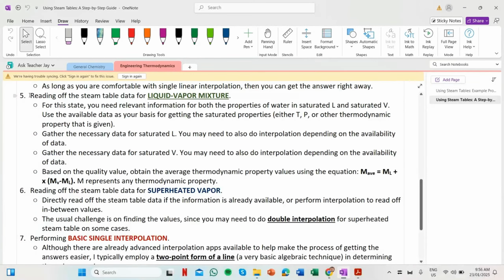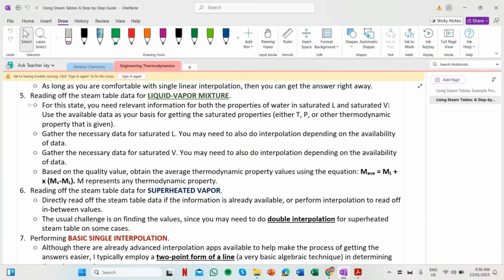So I have here a step-by-step method for reading off steam table data for the liquid vapor mixture. So for this state, you need relevant information for both the properties of water in the saturated liquid and the saturated vapor. So this means that you have to use the saturated steam table and get the saturated liquid data and the saturated vapor data.